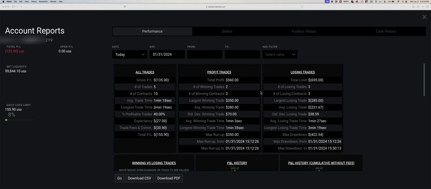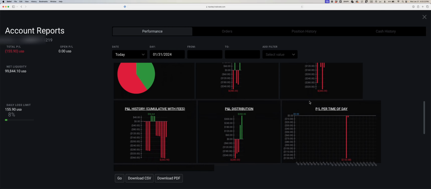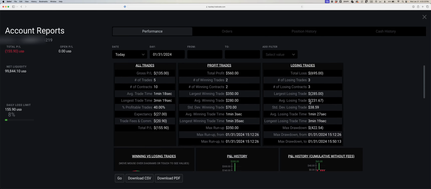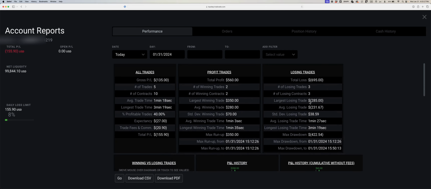not a bad day. I mean, I'm actually pretty happy about today because I took only a total of 5 trades, 2 winning trades, 3 losing trades. The largest losing trade was 285. Today would be a win for me actually, because I was able to not overtrade, number one, and number two, I managed my risk pretty well.